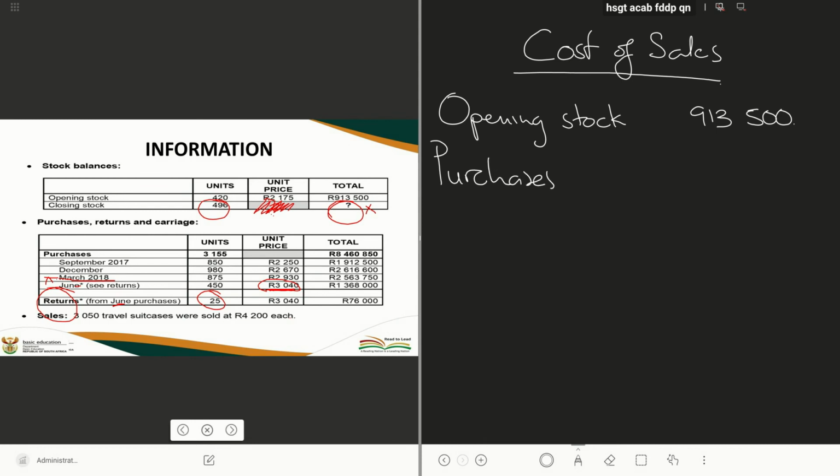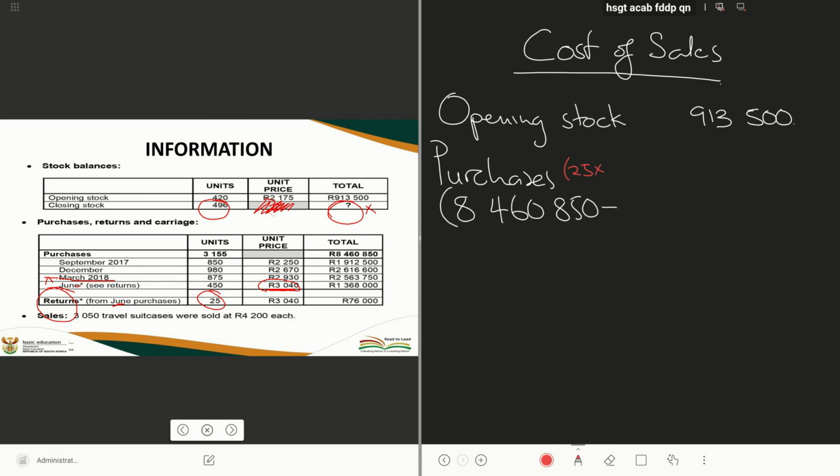And remember on the purchases, we did return some goods. So you're going to say your total purchases, it is 8,460,850. But we returned some units, okay? Which units did we return? If you remember correctly, we did return some units from the month of June. How many units were they? They were 25 units from June.